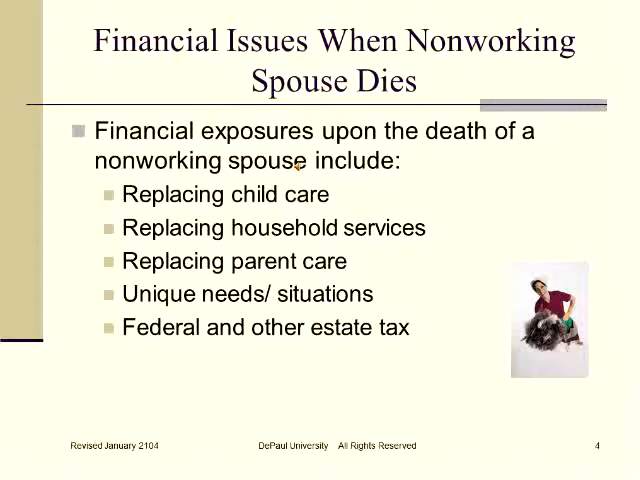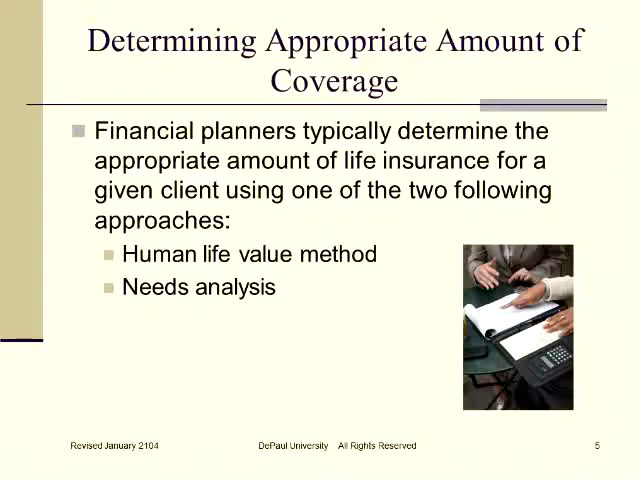Even though more and more families have two working spouses, you still have to worry about what happens to the non-working spouse. If somebody passes away, do you have child care? Do you need a nanny? How much is that going to cost? Especially if there's more than one child. What about other household services? Cooking, cleaning, chauffeuring. What about parental care or unique situations? All of these have to be added into the numbers you have to consider when you're dealing with life insurance as a planning tool for risk management.